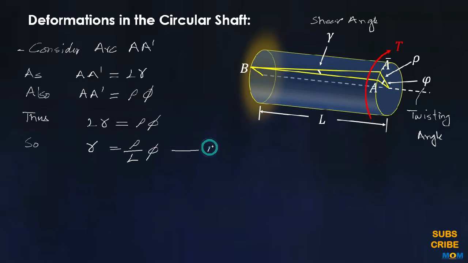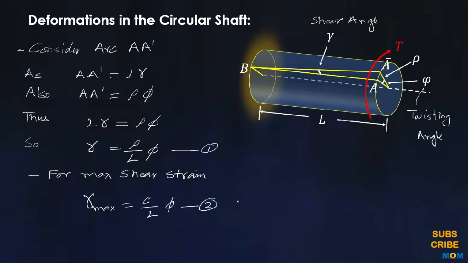Let's say this is expression 1, and for the maximum shear strain, we can write the expression as gamma max is equal to C phi upon L, and this is expression 2. Here C is the radius of the shaft.